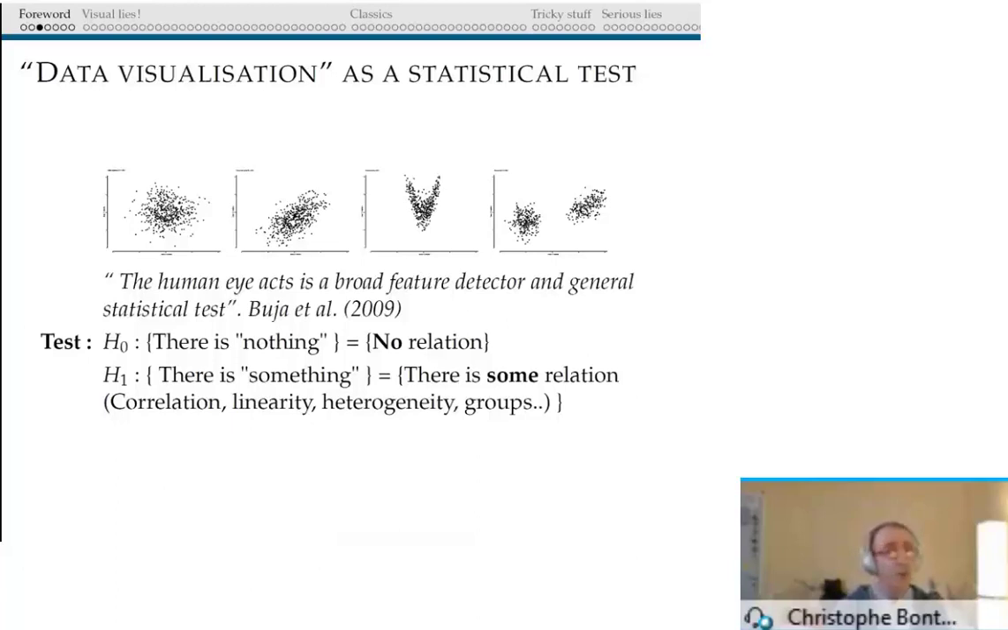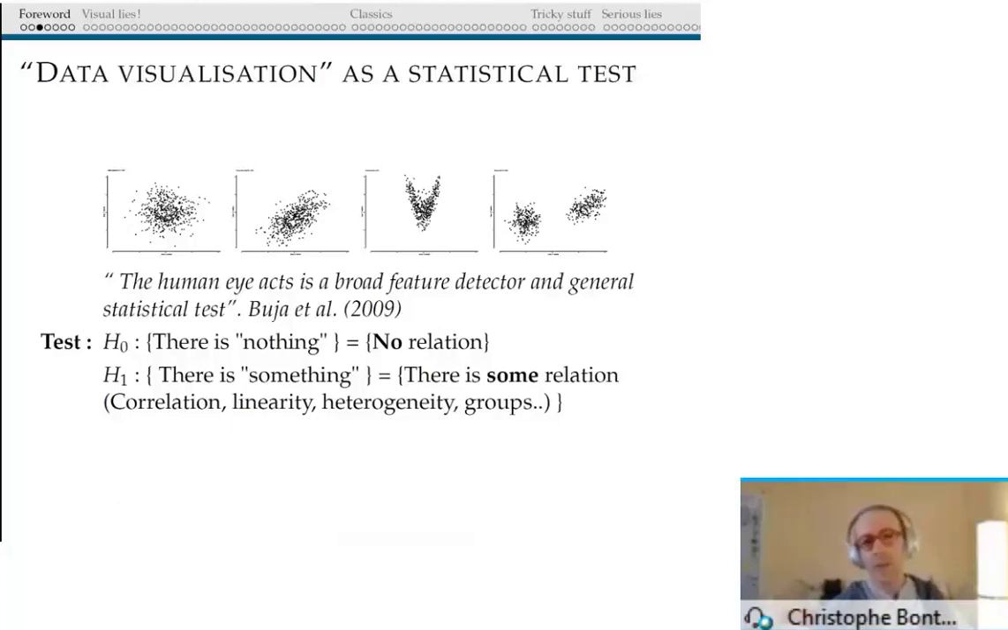So if you're not doing the graphic properly, you will not be able to test whether there is something or there is nothing. Or you can fool yourself. You can lie to yourself. Hence this provocative question at the beginning of my talk, how to lie with graphics. This provocative title is there to make you think of what visualization is and how you can use it in order not to lie to yourself.